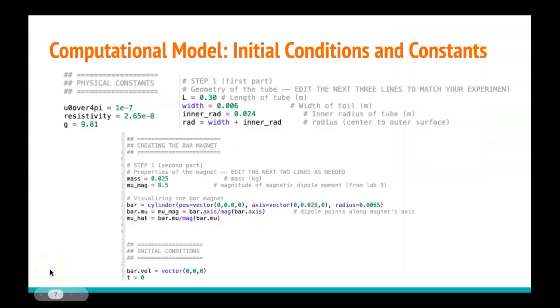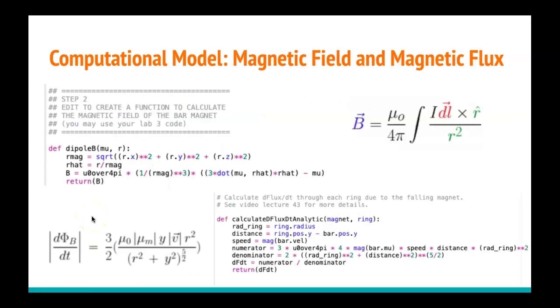Now we can get into the procedure for the computational model. Some of the physical constants are listed at the top, and the experimental measurements are also inputted for the tube and the magnet. You also notice that the initial condition for the velocity of the bar magnet was 0, 0, 0 at time 0. Here's the part of the computational model where we inputted the magnetic field and the magnetic flux. The equation for the magnetic field was from the Biot-Savart law, and the equation for the magnetic flux was the one derived from the fundamental concepts discussed at the beginning of the video.